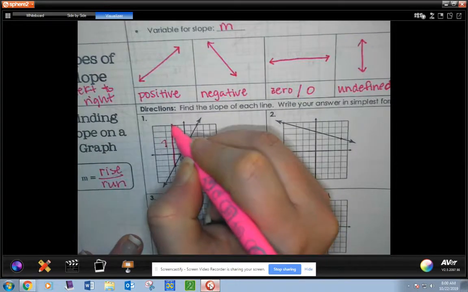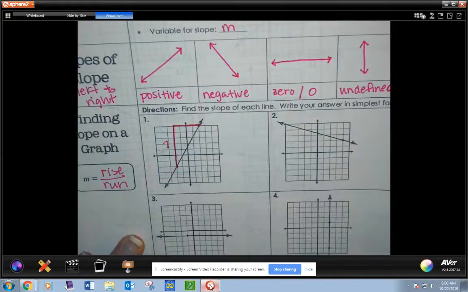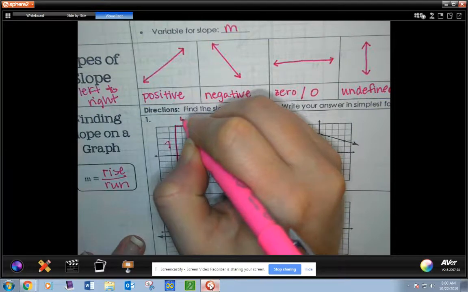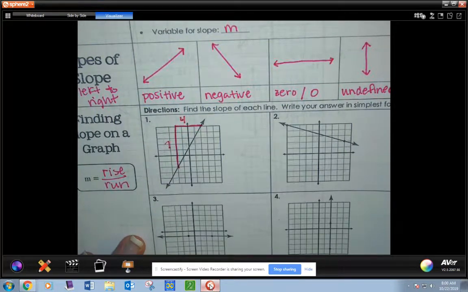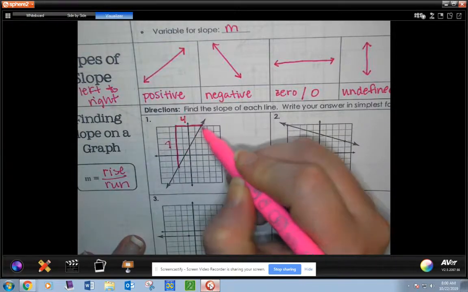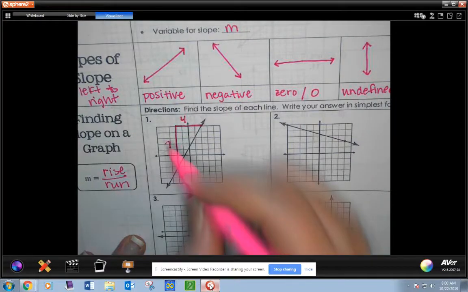And then you're going to have to draw a run bar. And how many did I run over? 4. Wherever you left off, like, we went up 7. Where we left off from that 7, go over 4. So you're kind of making a triangle. Do you see the triangle?